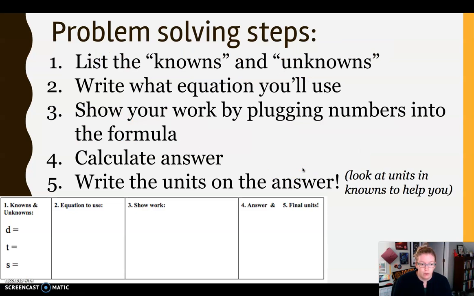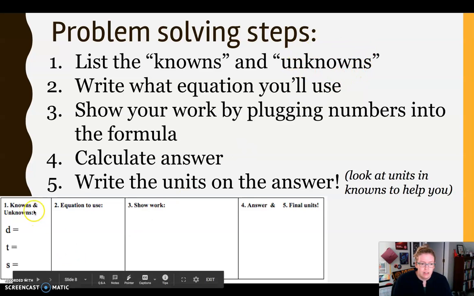So that's one of our knowns. We also want to figure out what our unknowns are. What is the problem asking us? And so we're going to start out by listing those. What do I know? And what do I not know? My unknowns I'm going to list with a question mark.